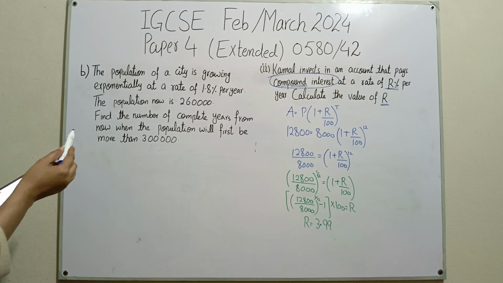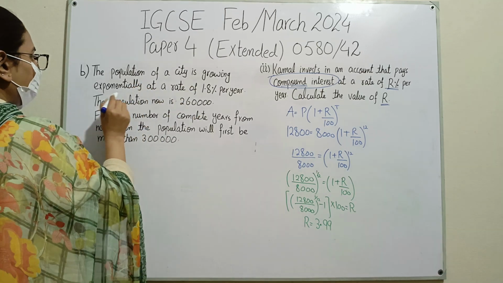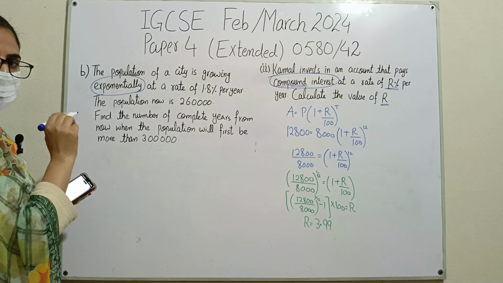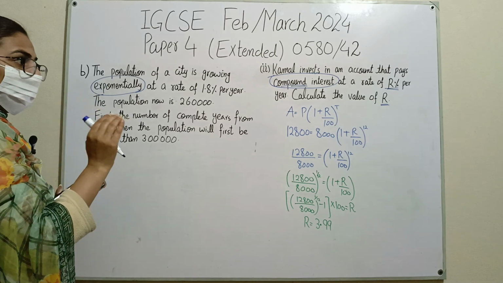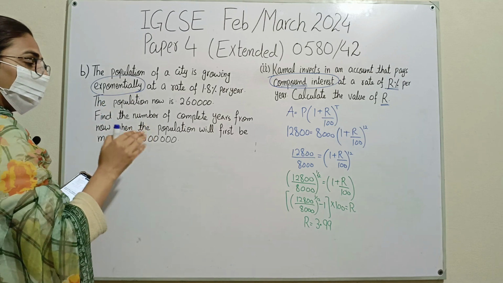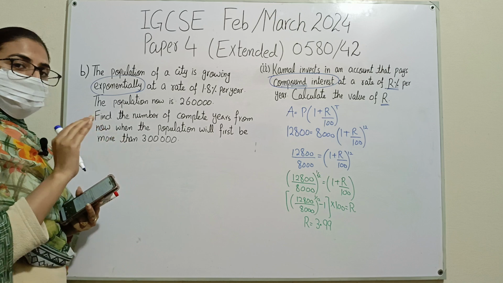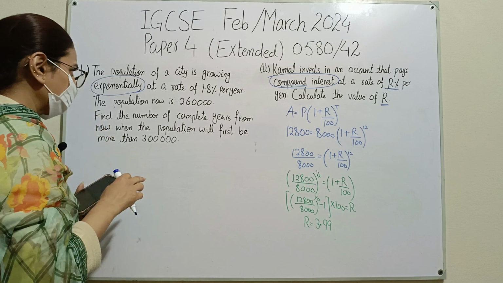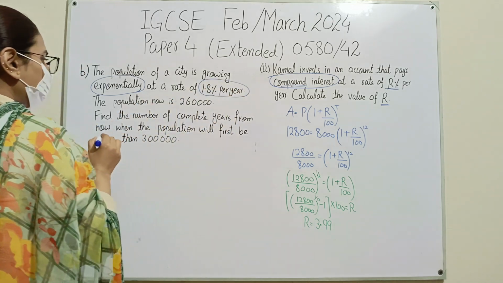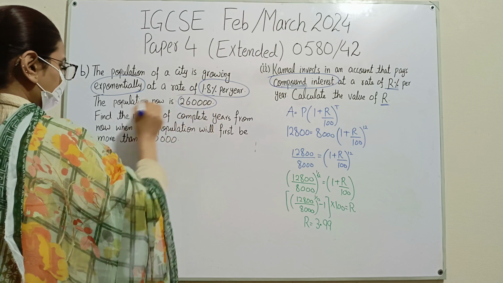In part B, the examiner says the population of a city is growing exponentially. The word to be focused on over here is exponentially. Actually, in mathematics, the words compound interest and exponentially mean the same. It means if the word is written compound interest or exponentially, they will have the same formula. At the rate of 1.8 per year, the population was 26,000.